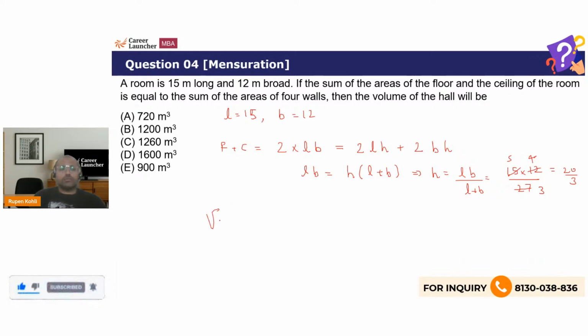So therefore, the volume is simply length into breadth into height. So that's 15 into 12 into 20 over 3. Again, this 3 will get cancelled. 12 into 5, 60. 60 into 20, 1200 cubic meters. Right?